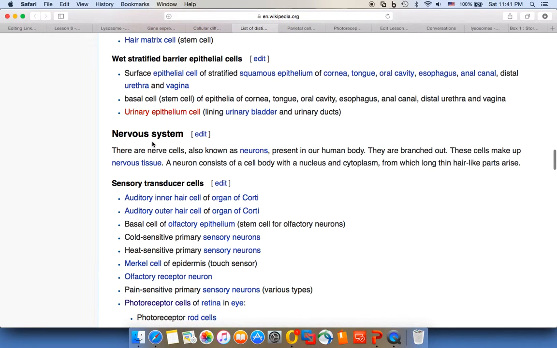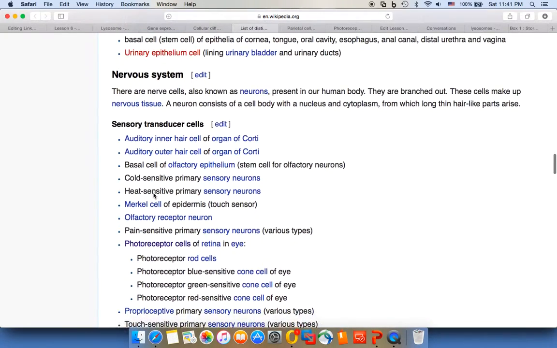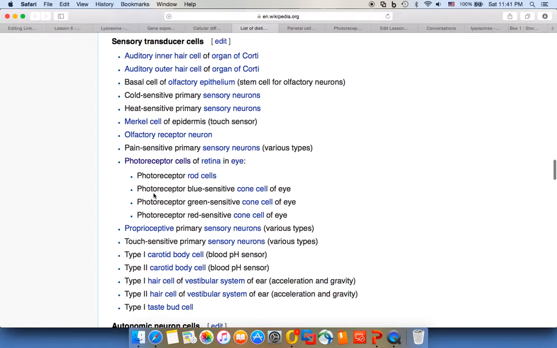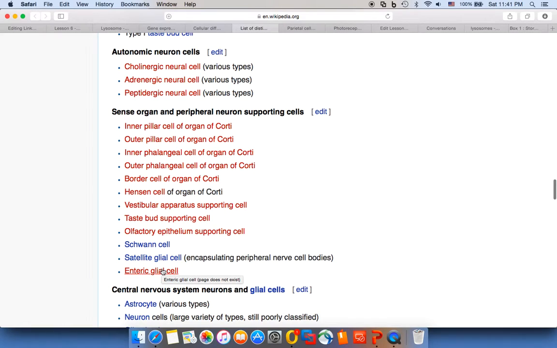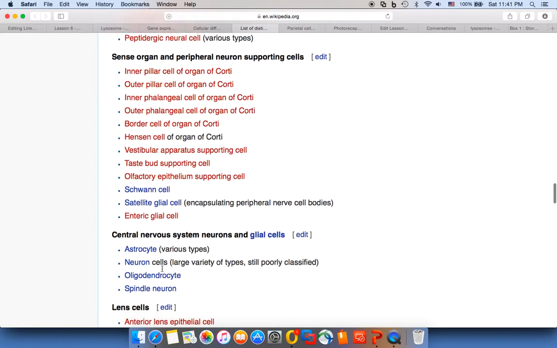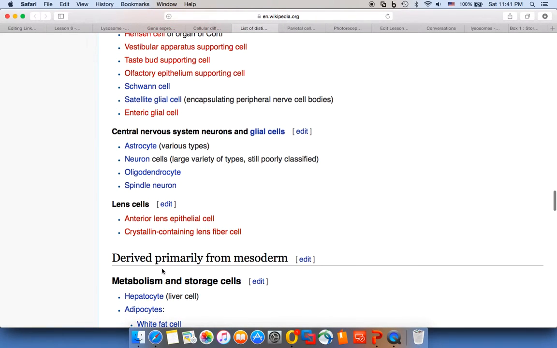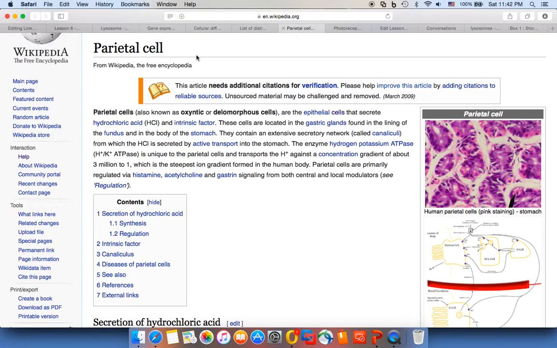We have also the nervous system cells and the sensory transducer cells, the ones for our sensory systems: auditory cells, the eye cells, photoreceptor cells, and so on. An amazing variety of these different types of cells. Isn't it amazing, really? And so here I just click on two of them.